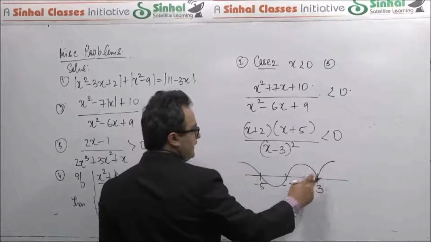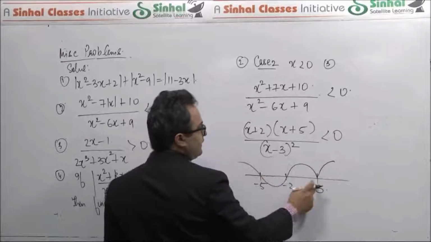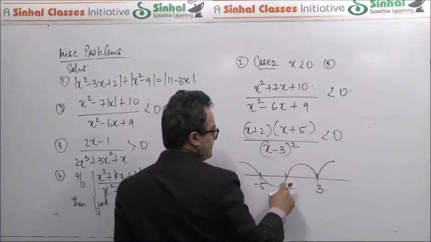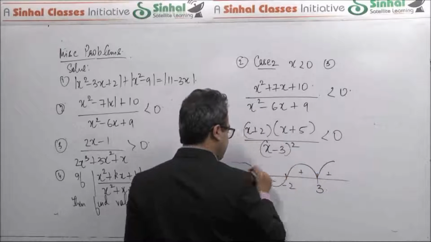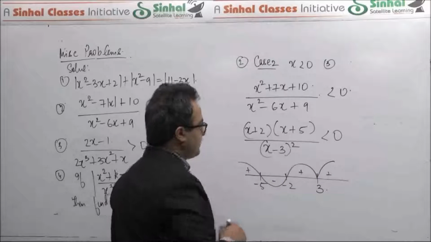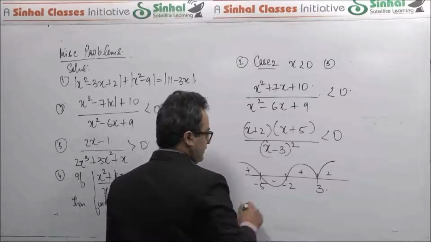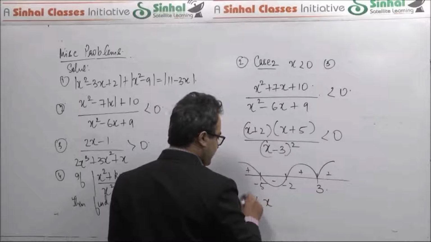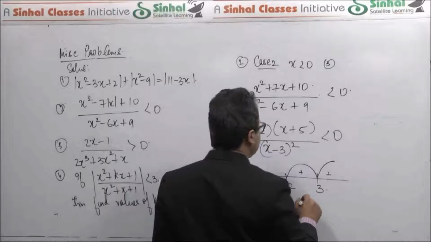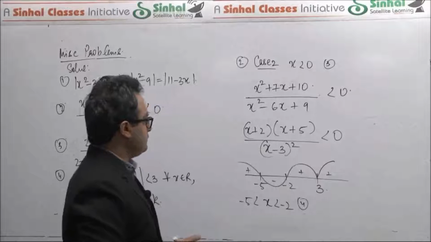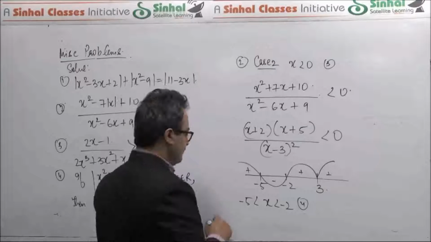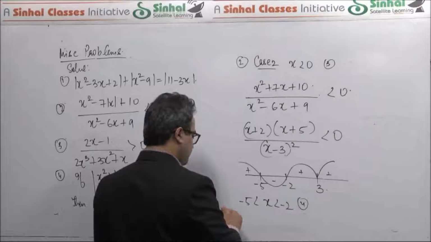So at the critical point 3, the wave will bounce back. There's an even power. You'll cross at -2, you'll cross at -5. So positive, positive, negative, positive. You want the expression to be negative. So that will happen when x lies between -5 and -2. And you'll have to take an intersection of 3 and 4.